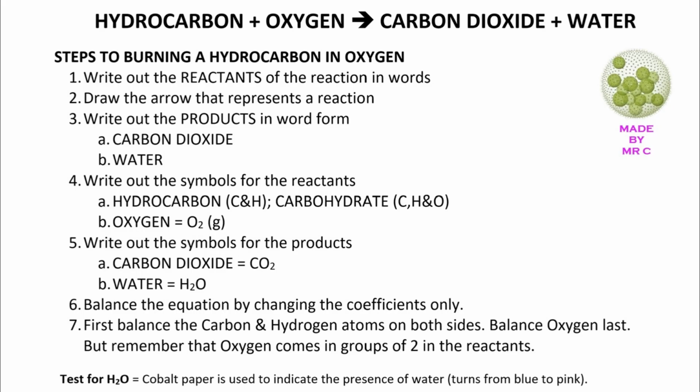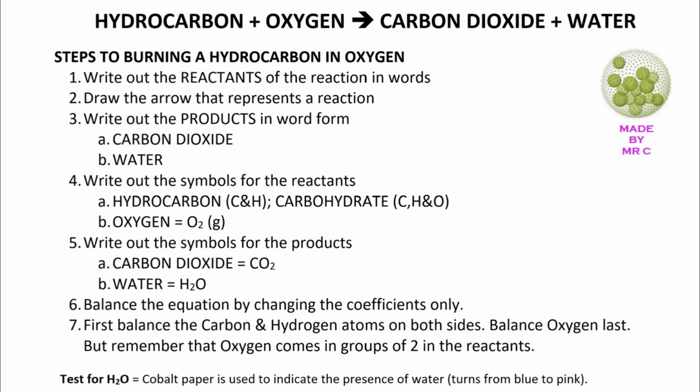First of all, we're going to go through the rules about burning a hydrocarbon in oxygen. The rule is hydrocarbon plus oxygen gives us carbon dioxide plus water. The steps for writing out the word equation are: number one, write out the reactants in words, then draw an arrow to represent the reaction, then write out the products in word form. The products are always carbon dioxide and water.